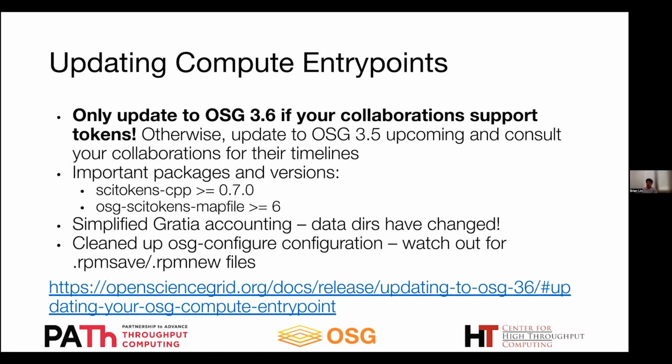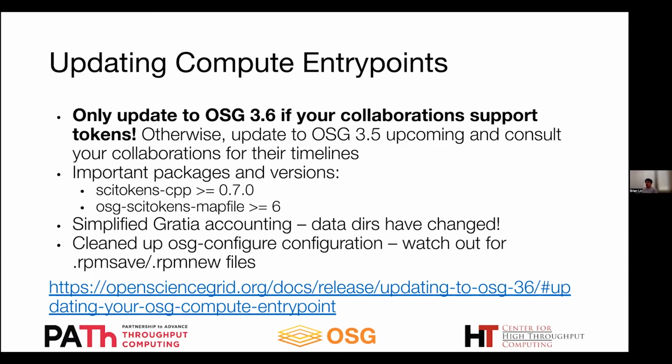Some important packages and versions that you should be aware of when installing a CE, either from upcoming or 3.6, is the SciTokens library. That should be 0.7.0 or above. And this is provided actually by EPEL. It's not in the OSG software Yum repositories. And then the OSG SciTokens mapfile. This is similar to the VO client, except this just includes token to user mappings for CEs in particular. That package is important to keep up to date. There was a very big update in version 6 with a lot of new collaborations being added to that mapfile.